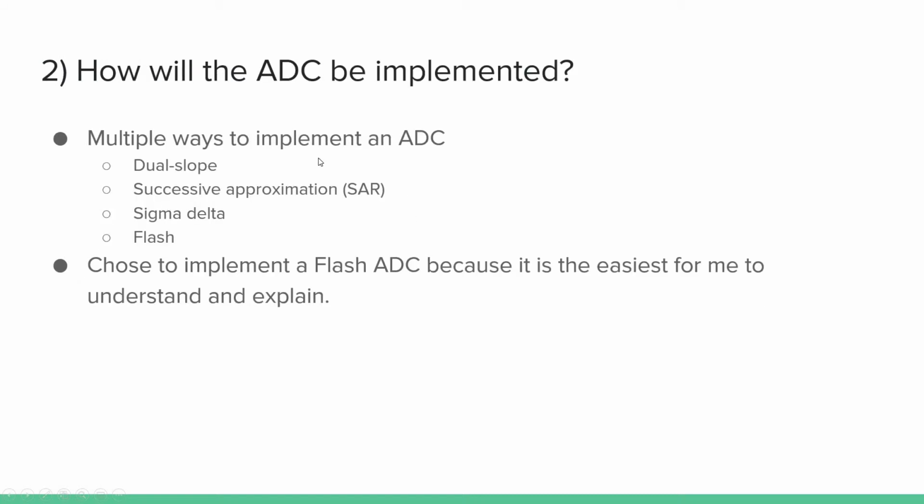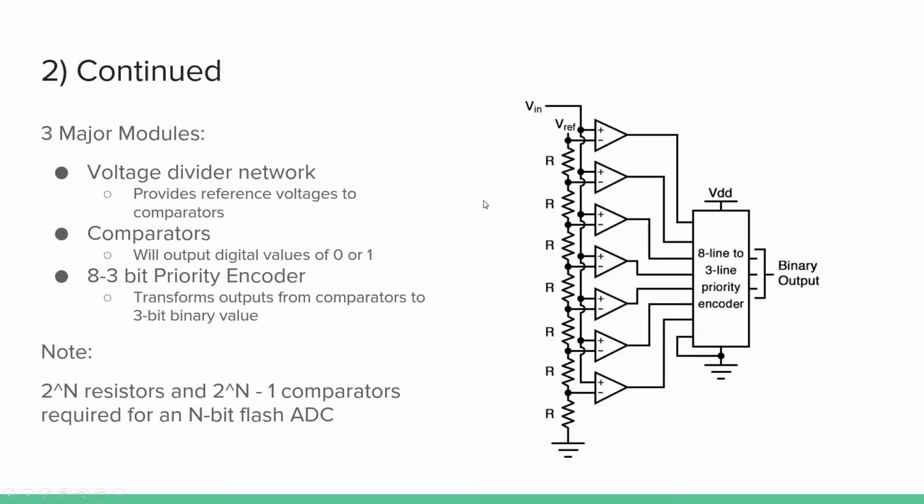There are multiple ways to implement the analog to digital converter, like the dual slope, successive approximation, sigma delta, and flash. In researching all these methods, I chose to implement a flash ADC, analog to digital converter, because it's the easiest for me to understand, explain, and implement.